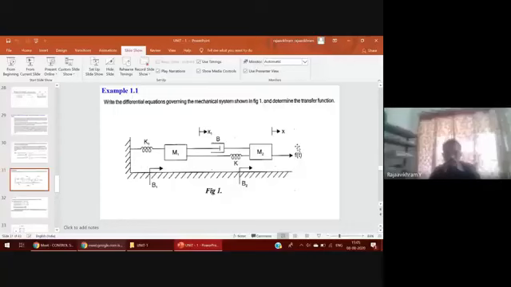Please take a pen and paper and draw this diagram, and only then can you understand the problem. First problem. Please take pen and paper and draw the diagram. I request each and everyone, otherwise we cannot practice the problem. Or otherwise we can move with the PPT itself. So what is your choice? Please take the pen and paper and draw the diagram, that is figure 1.